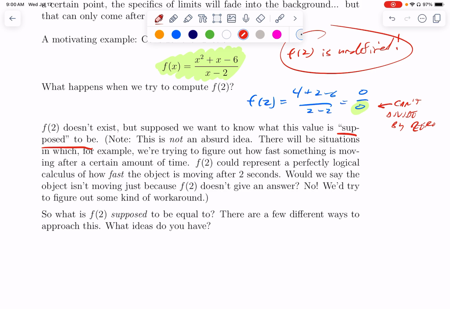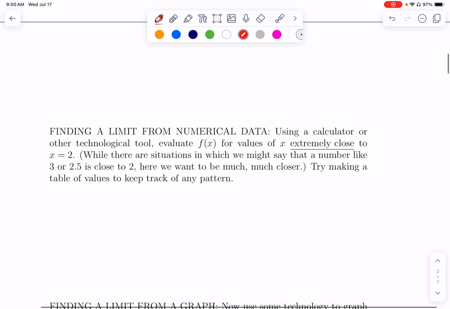All right, so maybe you came up with some ideas. I'm going to show you a few ways of addressing this. One is we could just gather numerical data. Using a calculator or some other tool, we could evaluate f of x when x is extremely close to 2. We know that f of 2 doesn't have a value, but maybe when we're really, really close to 2, that will tell us something worthwhile. And close to 2 here doesn't mean a number like 3 or 2.5 or 1.5 or even 1.9. Close to 2 you really want to think of as very, very, very close to 2.